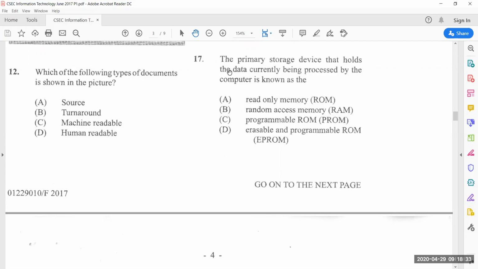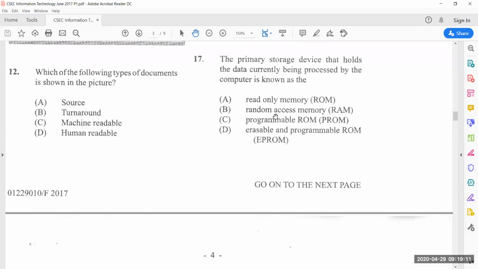Let's try Brian. Brian, what do you have for number 17? Are you there, Brian? Yeah, no. Let's try Dion. Dion again. What do you have for 17? I have random access memory. Yes, the answer for number 17 is B.